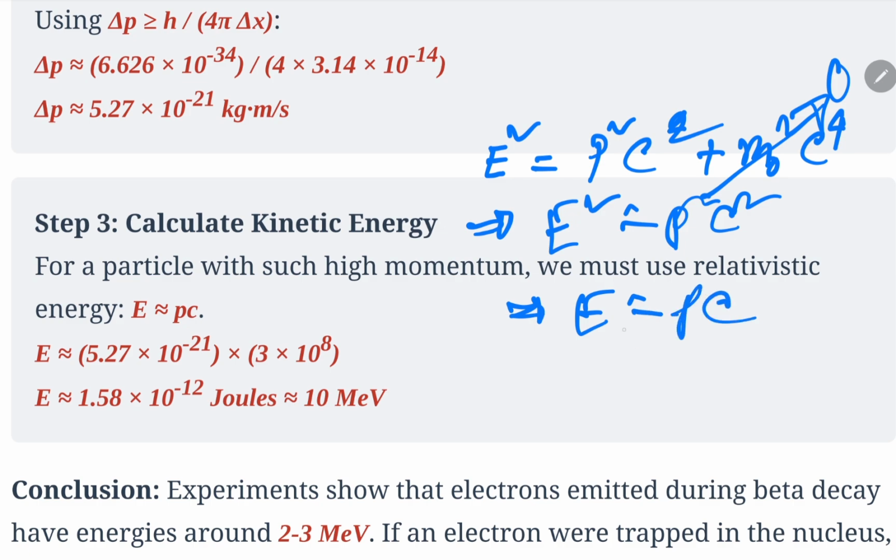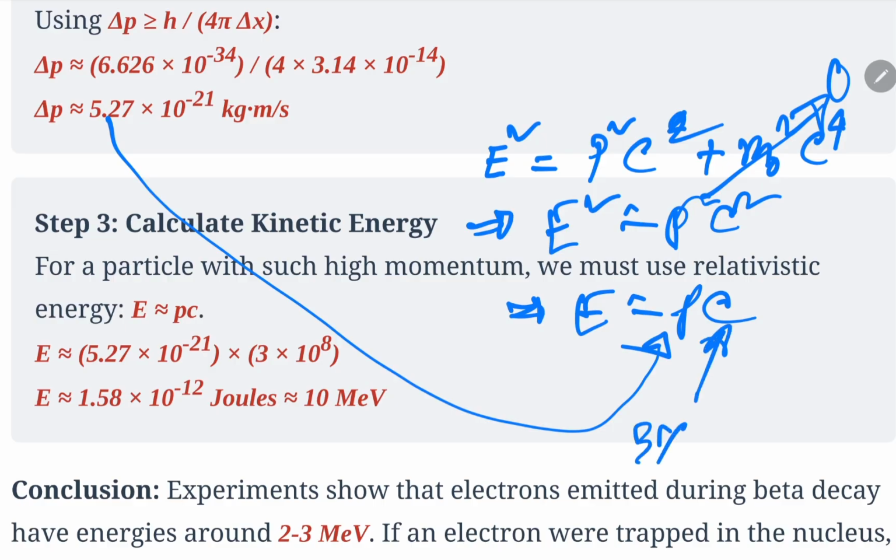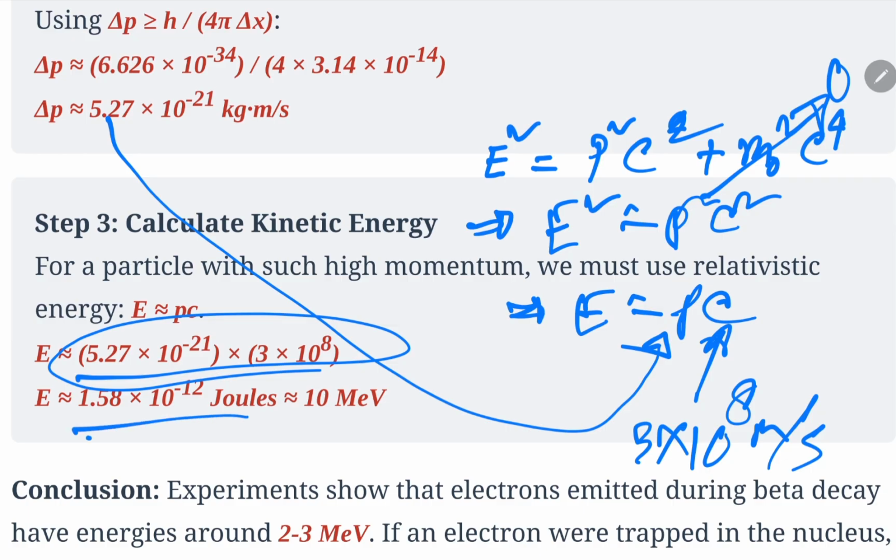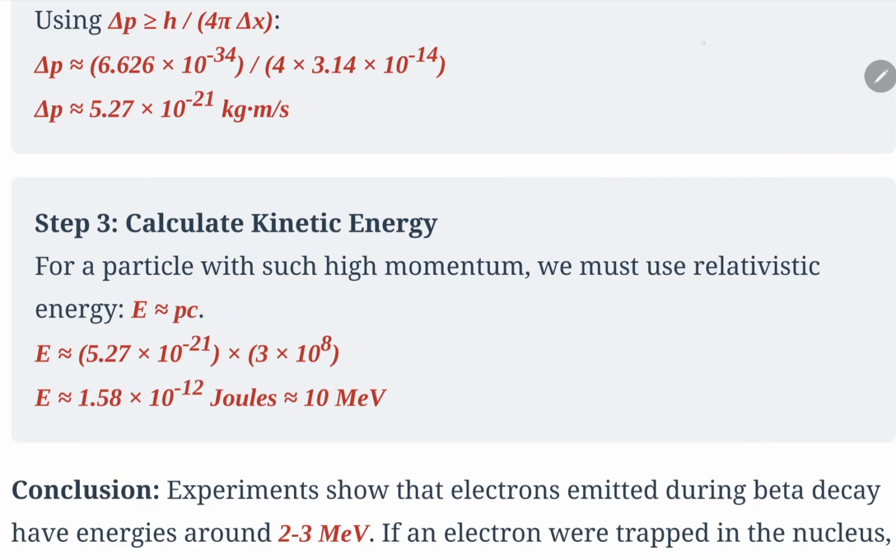So if that's the case, I can plug in the value of P here, and my C value is 3 times 10 to the power 8 meter per second. I did calculate that, and I found that my energy is 1.58 times 10 to the power minus 12 joules, which is basically 10 mega electron volts if converted. You can always do that on your own. Converting from joule to mega electron volt is a no brainer, right?